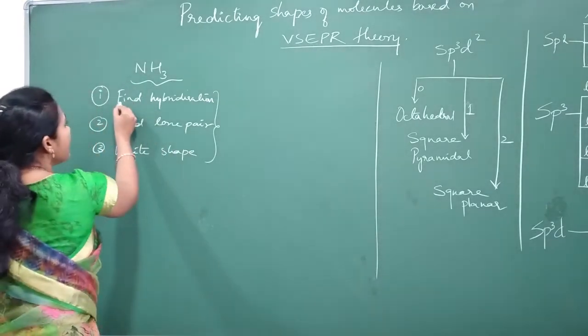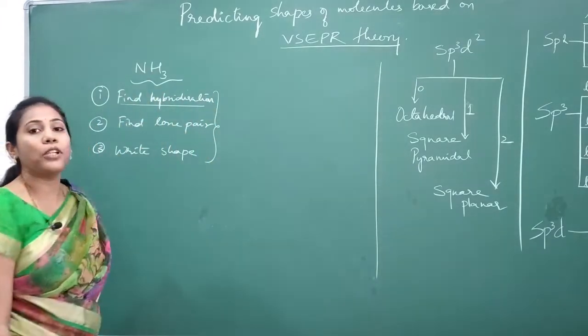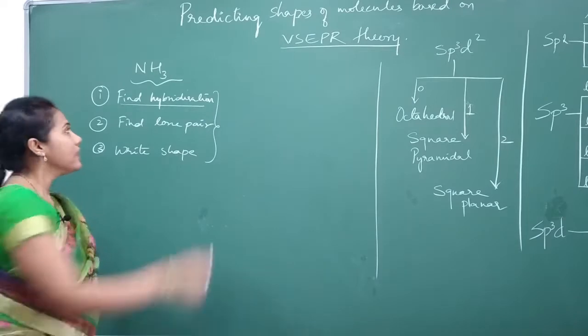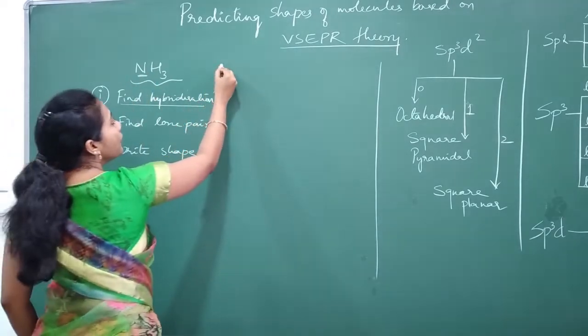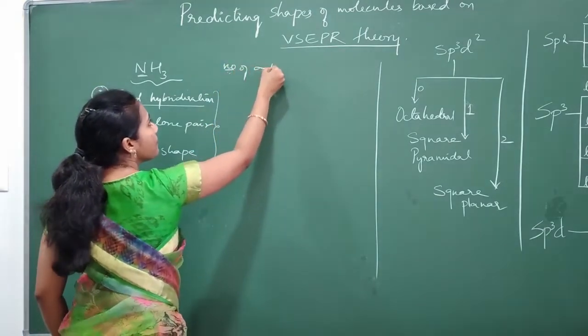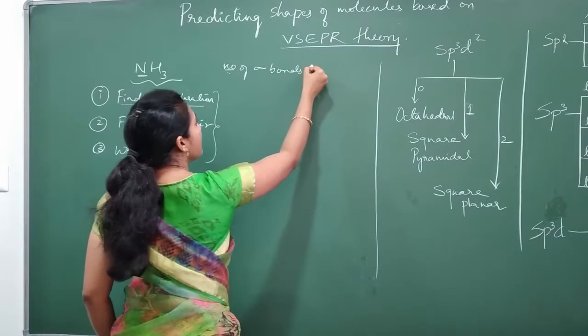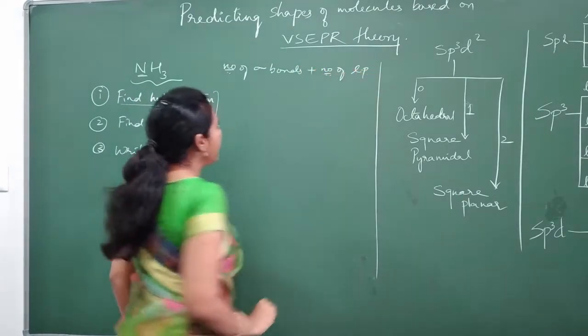So what is the first step? You have to find the hybridization for the ammonia molecule. So how do you find it? The central atom is nitrogen, isn't it? So what is the formula you will apply? Number of sigma bonds plus number of lone pairs, isn't it?